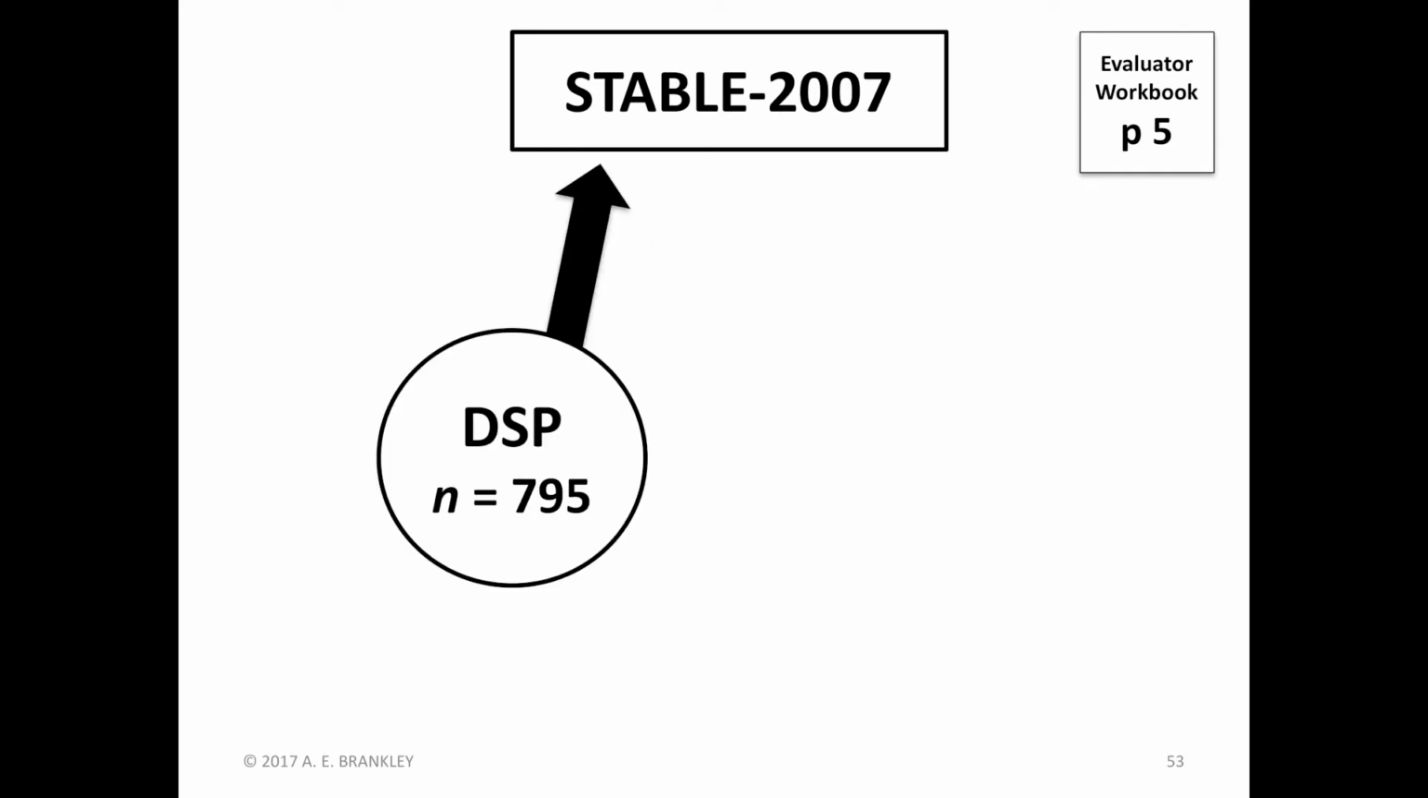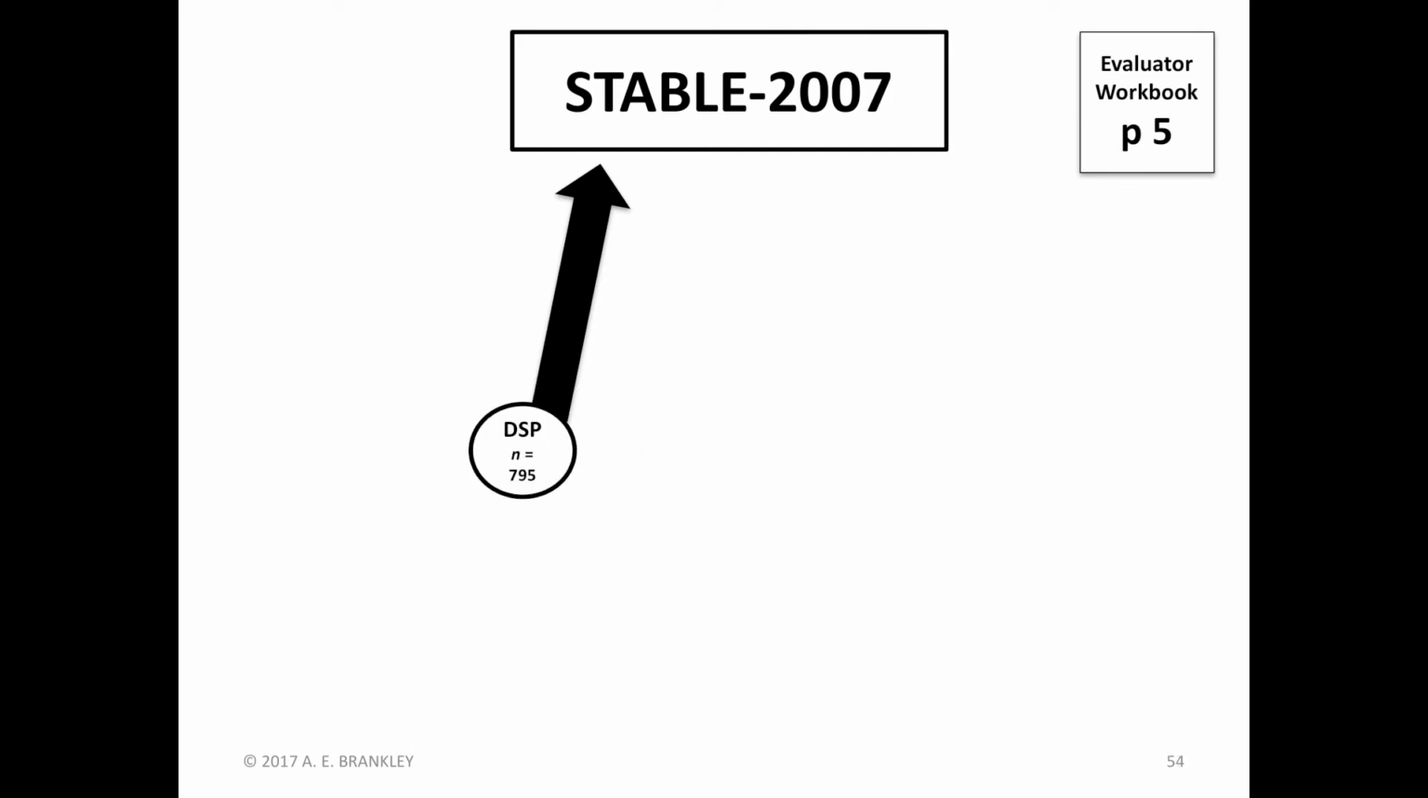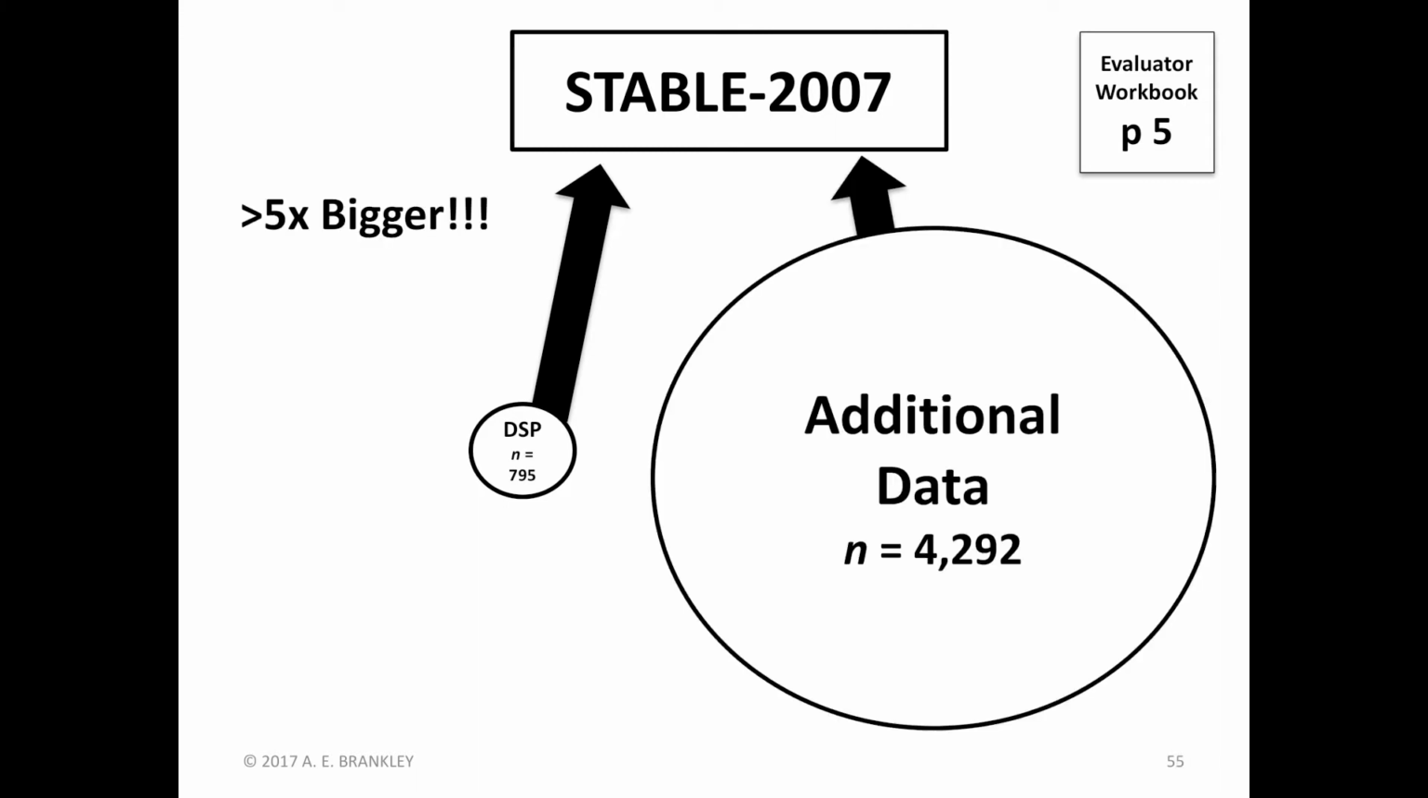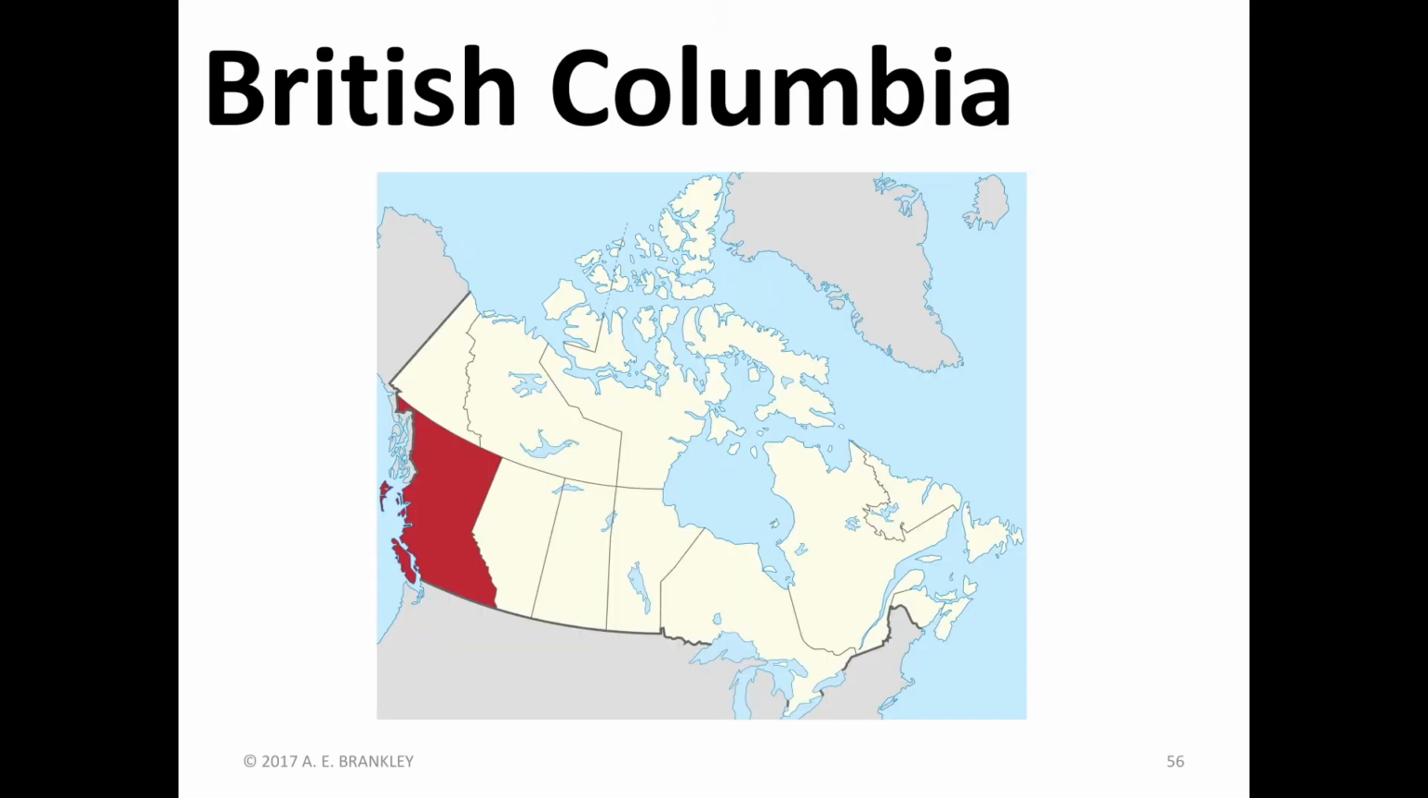The original sample from the Dynamic Supervision project included 795 people, a respectable size. But to be frank, the new sample dwarfs the DSP considerably. This 4,292 person sample comes from the beautiful Canadian province of British Columbia.